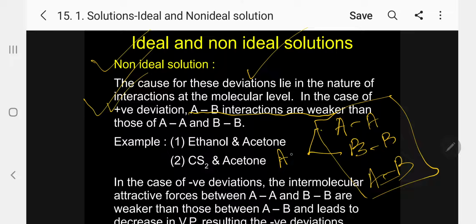Kindly follow. AB interactions are weaker than those of AA or BB. In that case, it is a non-ideal solution. Specific example: ethanol and acetone mixture. Carbon disulfide and acetone, these two show positive deviation, and here AA interaction and BB interaction is greater than AB interaction.